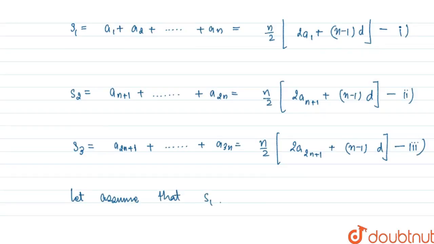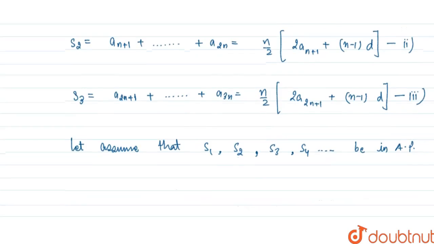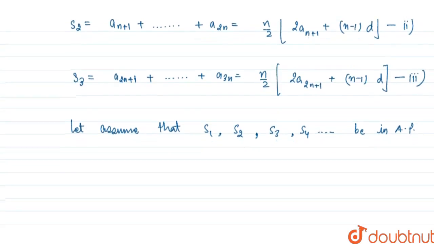So let us assume that S1, S2, S3, S4 are in AP. Now we have to find the common difference. We can find the common difference by subtracting the first term from the second term of an AP. So let's see the new common difference. We can write it as capital D, because it is the common difference between S1, S2, S3, etc. So S2 minus S1.